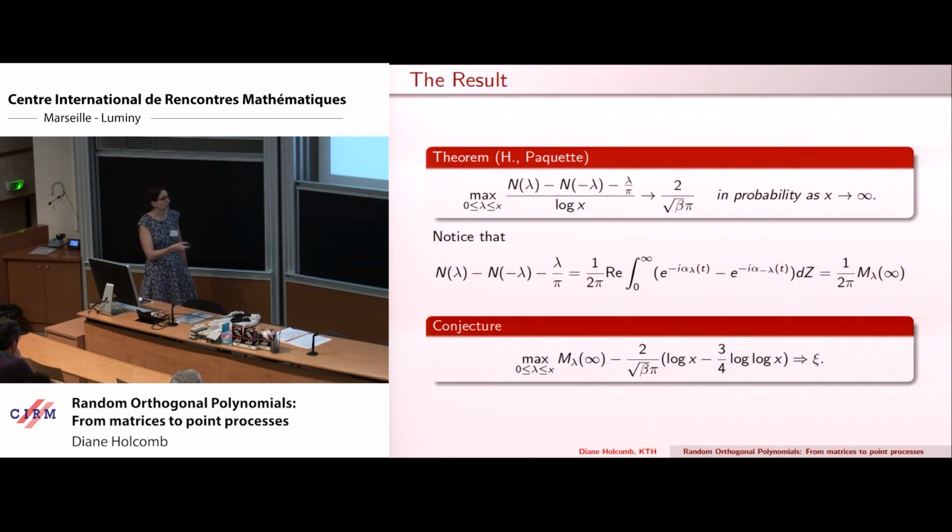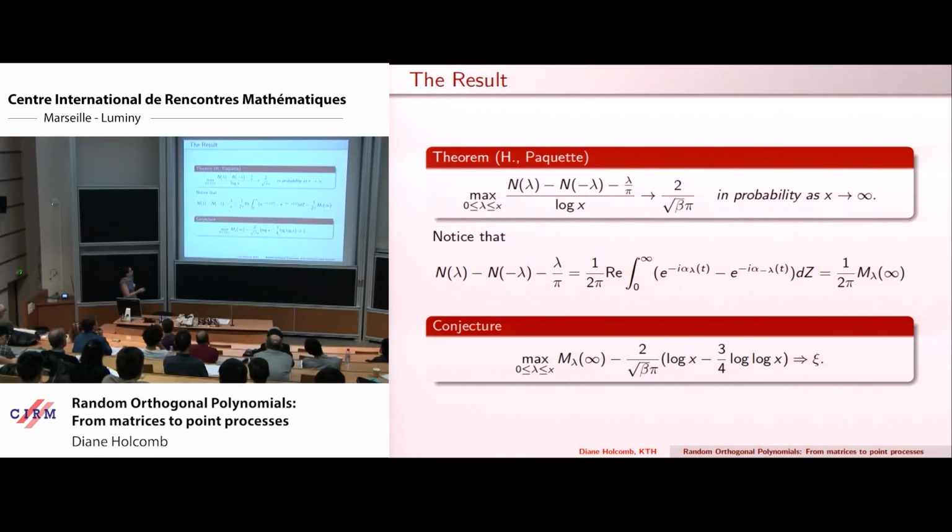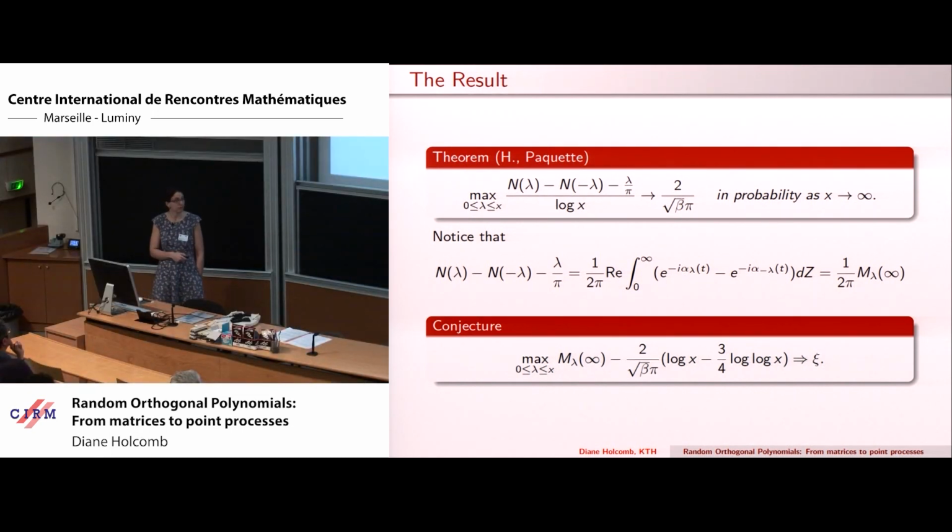this is the conjecture that you would get, that the maximum of this thing minus 2 over square root of beta. Sorry, this is off by, this should just be 4 over square root of beta times this log should converge to some random variable. And then it would be that this maximum minus 2 over square root of beta times log x minus 3/4 log x would then converge to some random variable. So that's the conjecture.